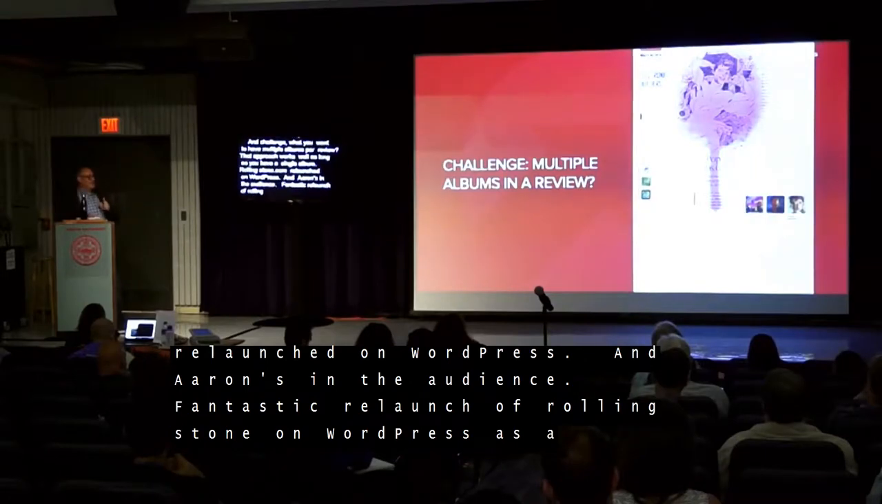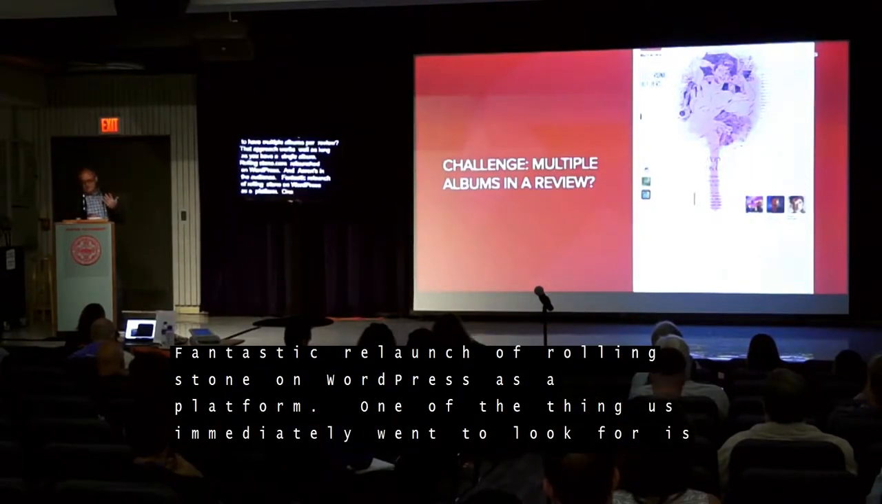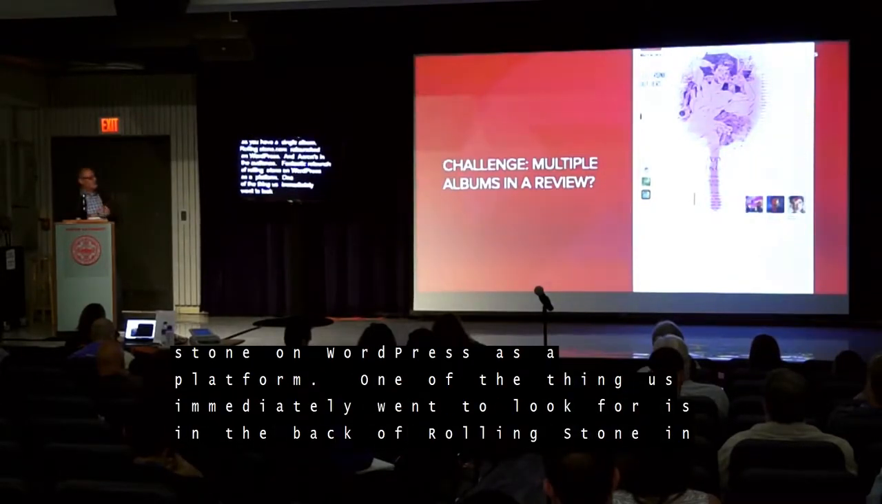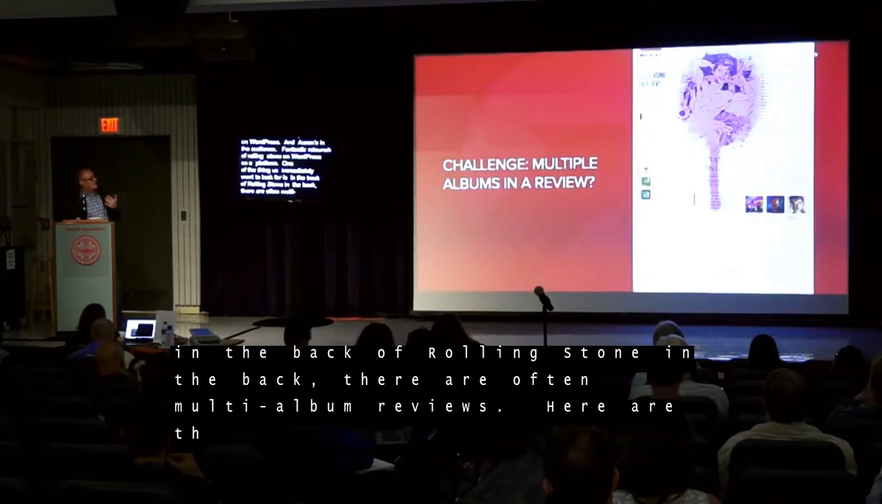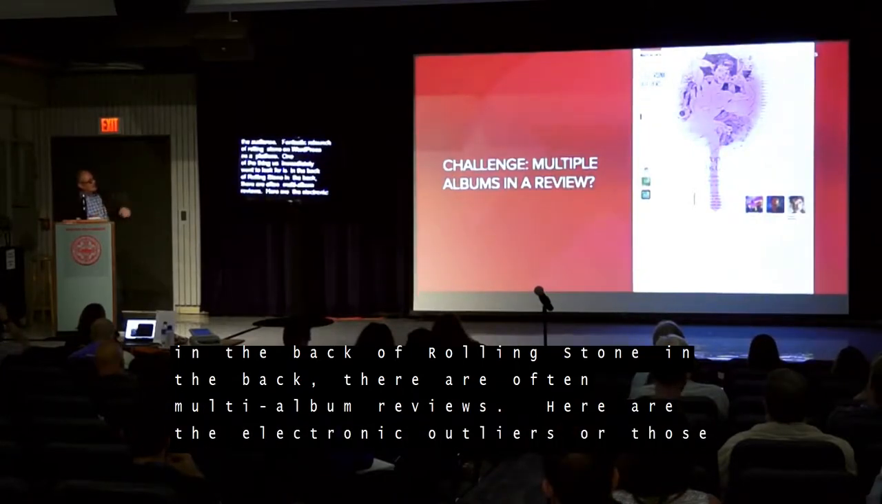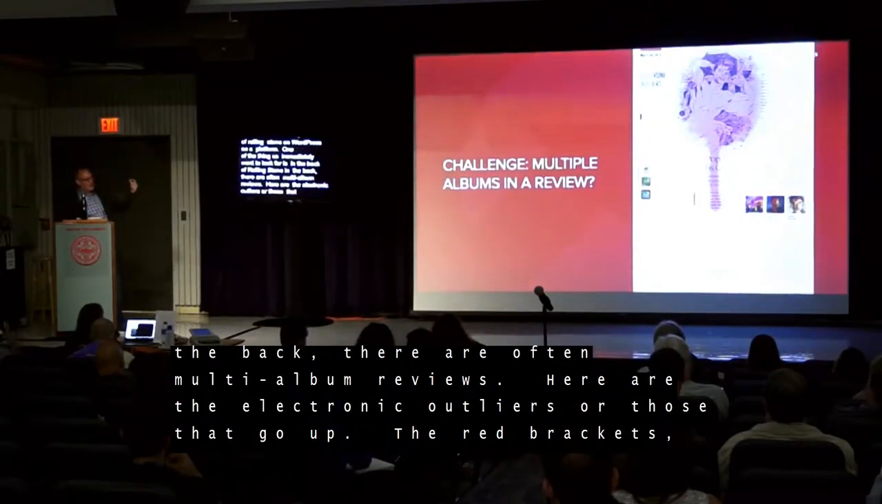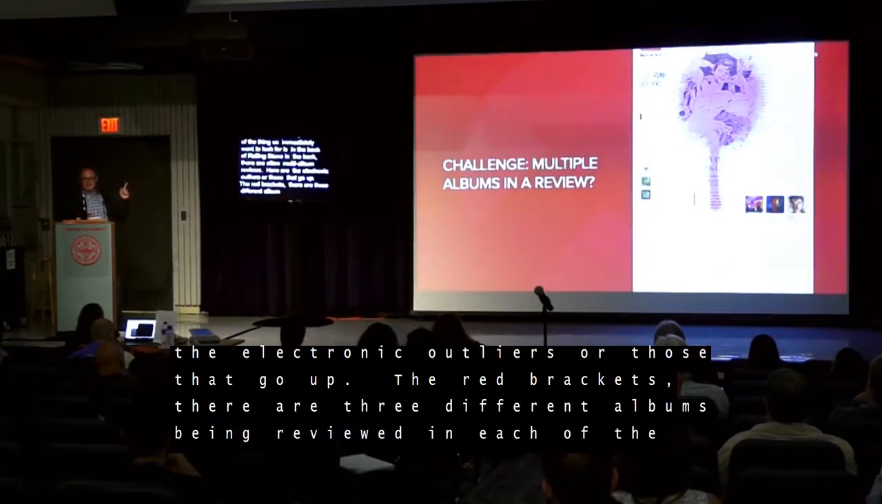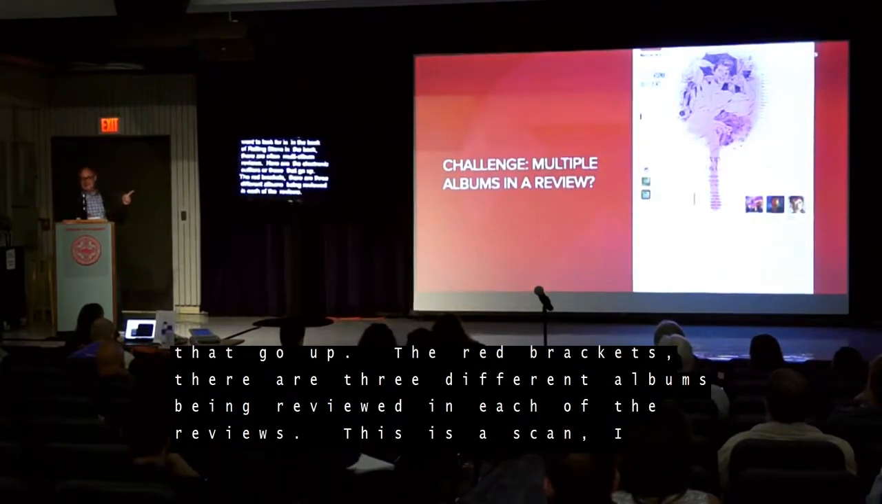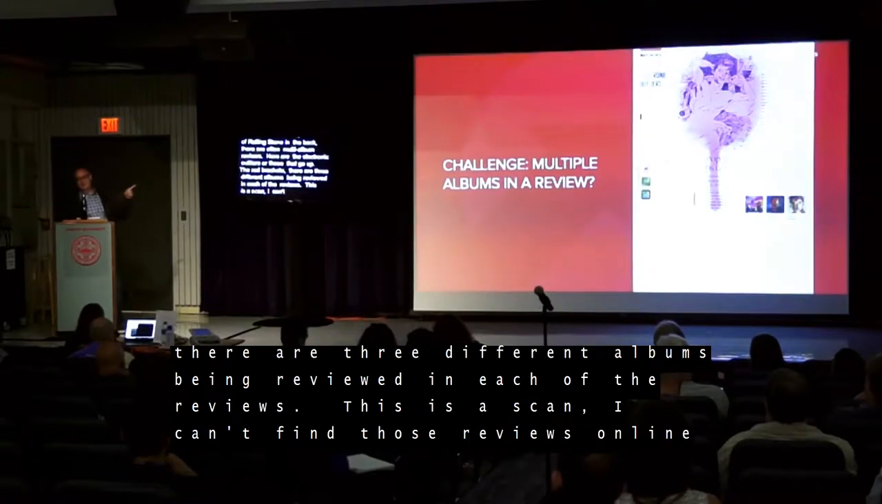One of the things I immediately went to look for is at the back of Rolling Stone in the review section, and I've been a print subscriber for years, there are often these reviews that are multi-album reviews, right? Sort of here, Electronic Outliers, or Ken Pop's Heart Bobs to Go Up. The red brackets there, there's three different albums being reviewed in each of those reviews. This is a print scan because I can't find those reviews online anywhere on RollingStone.com.